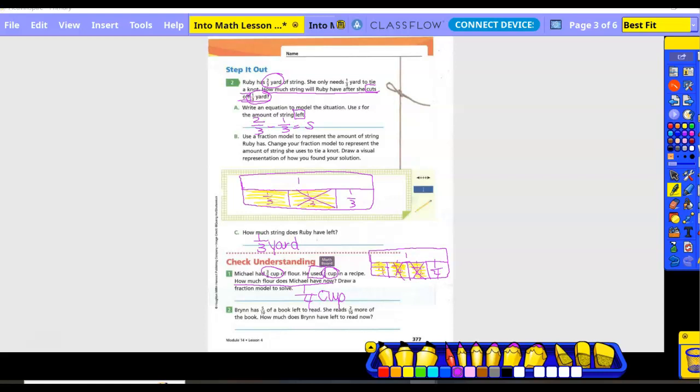Number 2, Bryn has 5/10 of a book left to read. She reads 2/10 more of the book. How much does Bryn have left to read now? So we have 5/10, 2/10. Okay, what word do I need to put in a box? That's a keyword that's going to tell me to add, subtract, multiply, or divide. Well, she read, right? So if you're reading, that means you're getting rid of pages, and then also the word left, right? Because left lets us know subtraction.